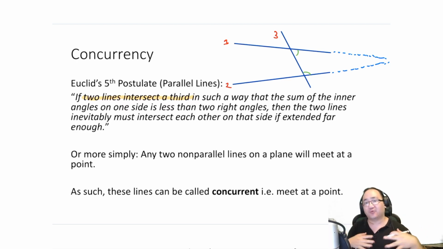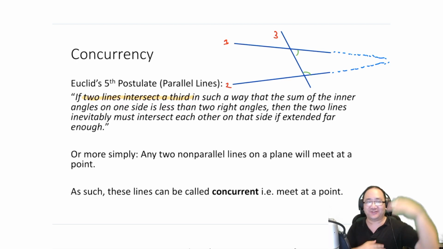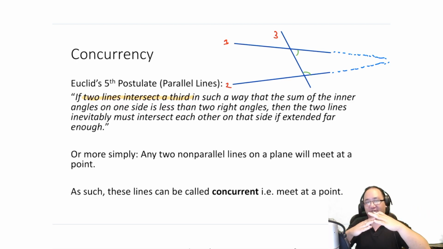Of course, now we call that concurrency, and this leads into this section of videos, where the idea of concurrency theorems is that we want to prove that a bunch of lines are going to meet at a certain point. But we still have to figure out how the constructions are done and the logic behind it. So that's what we'll be doing in this series of videos.